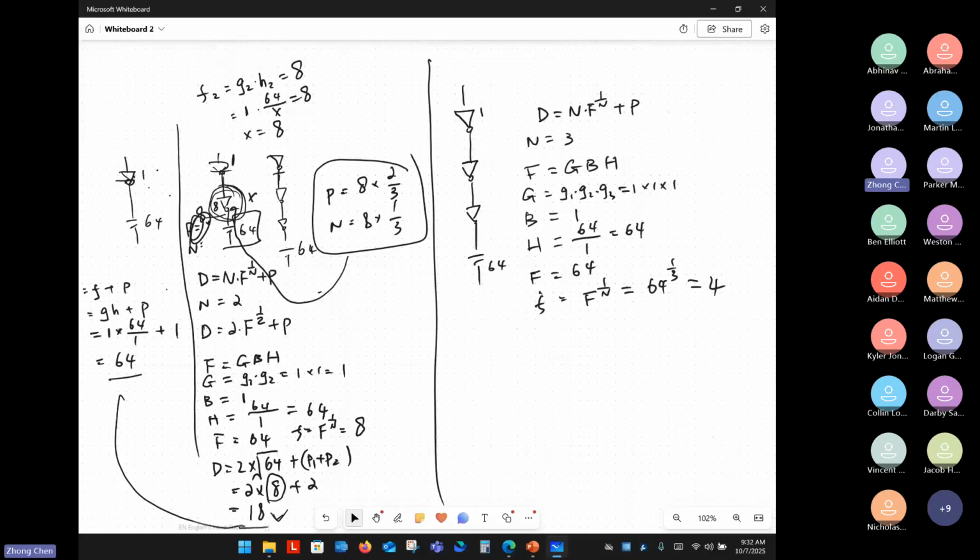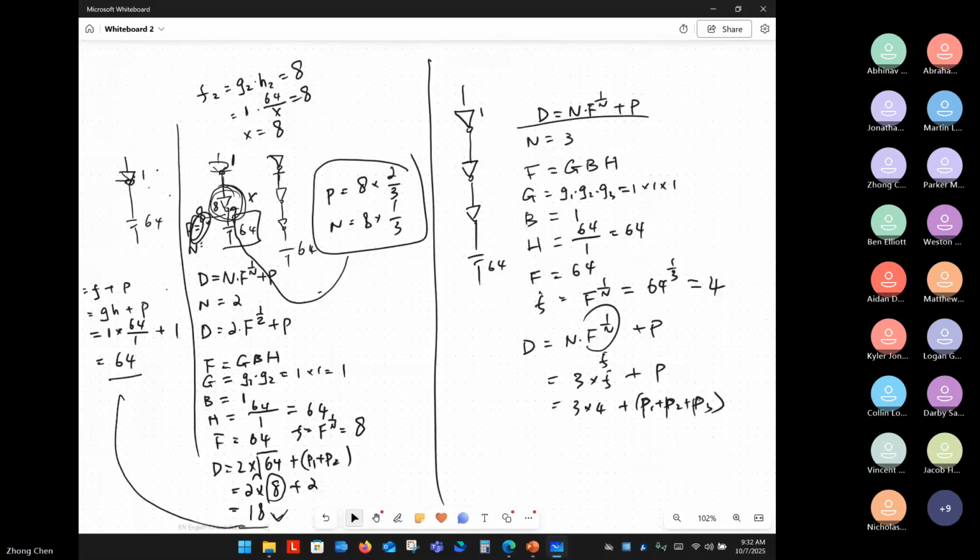All right, now that we have small f calculated, let's go back to this equation: D is equal to n times small f, plus P. This will be 3 times 4 plus the total parasitic delay, which is P1 plus P2 plus P3. That is 3, because all of the gates are inverters and the inverter parasitic delay is 1. So what is that? It is 12 plus 3, which is equal to 15.